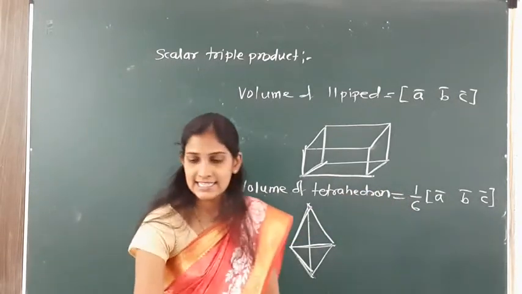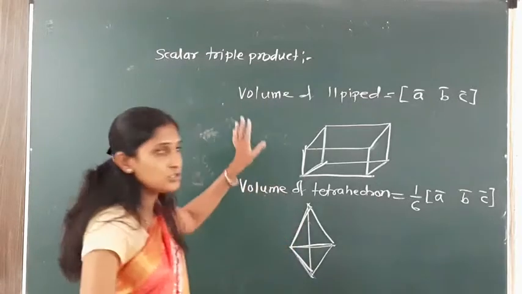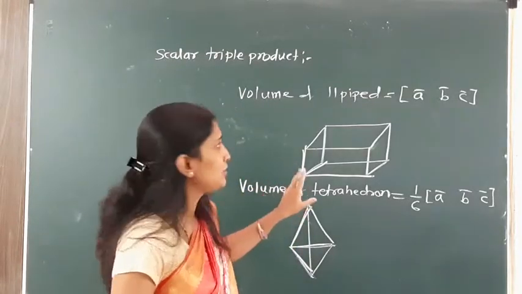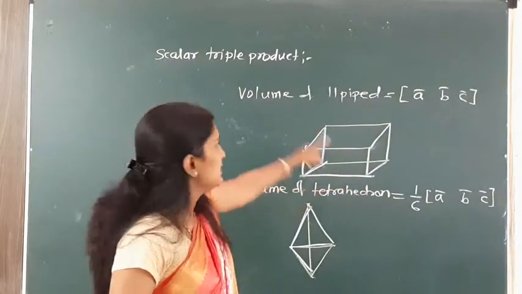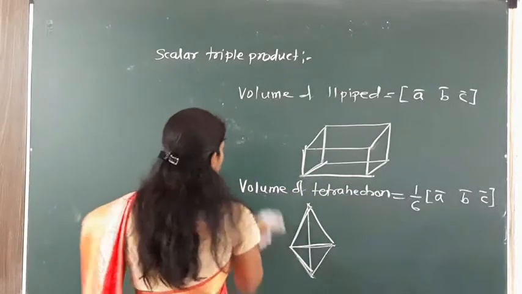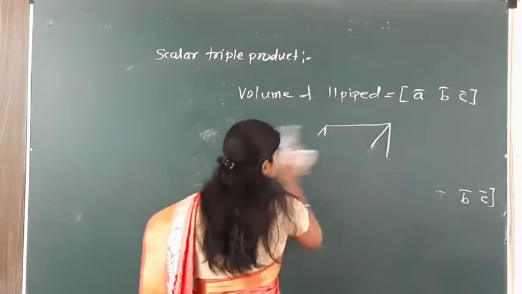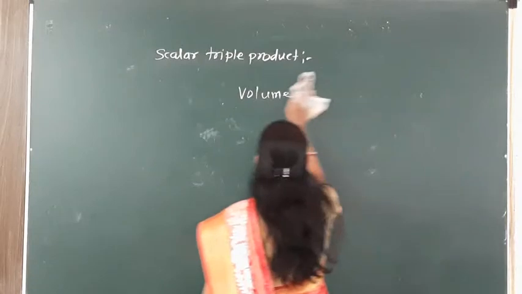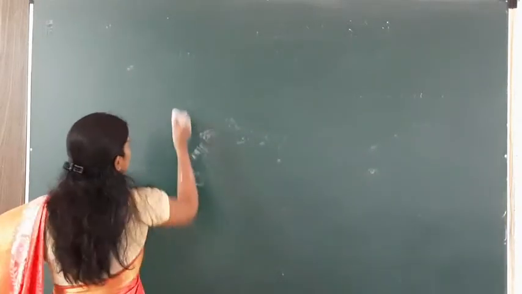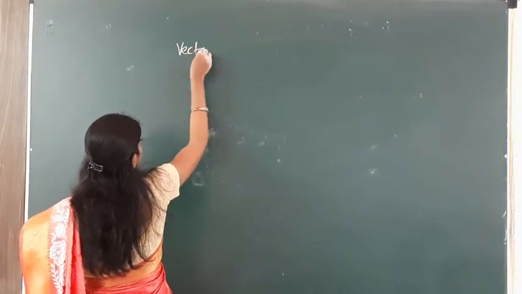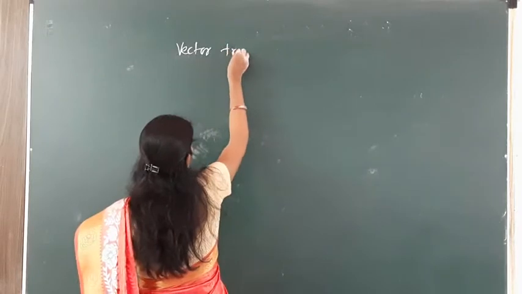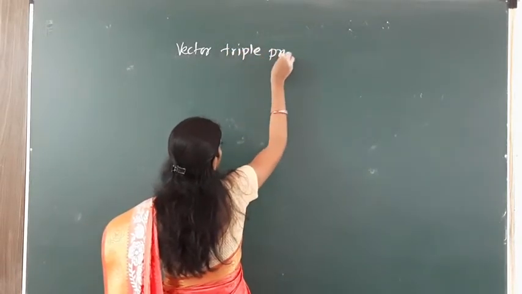Now the last point is, this is also not for the syllabus, this is only for the CET and JEE. You just have to know these formulas, that is the volume of a parallelepiped and the volume of a tetrahedron. Now the next point is the vector product of three vectors, or vector triple product.